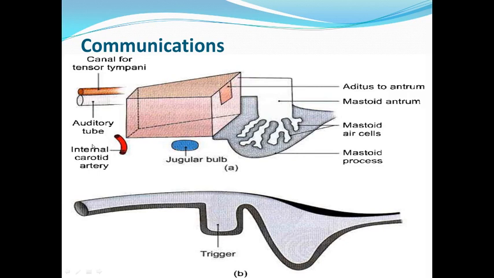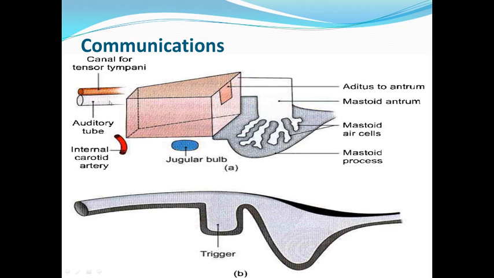The middle ear cavity or tympanic cavity communicates anteriorly with the nasopharynx through the auditory tube, or the eustachian tube. This is the middle ear cavity, the pink colored cubical one. This is the posterior or the internal ear, and this is the external ear. Towards the external ear, towards the internal ear, and this is the middle ear cavity.